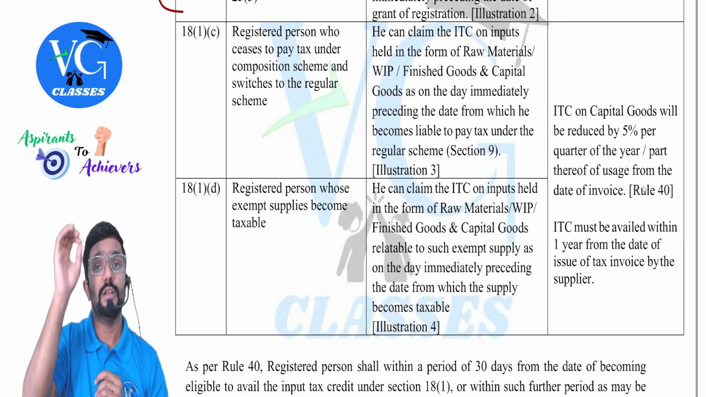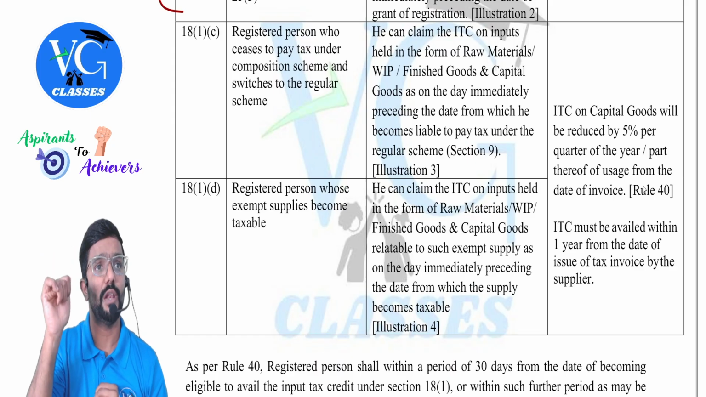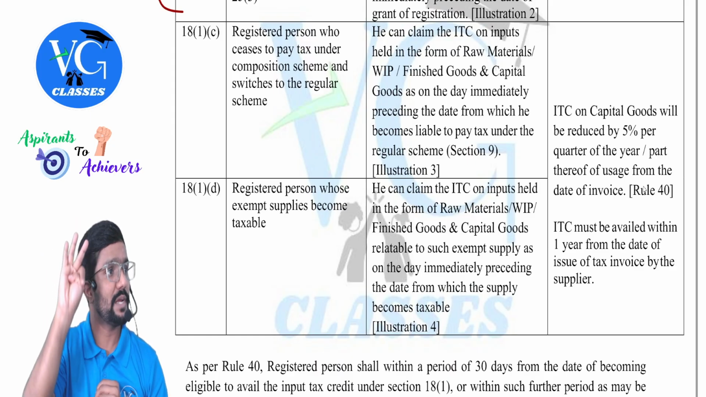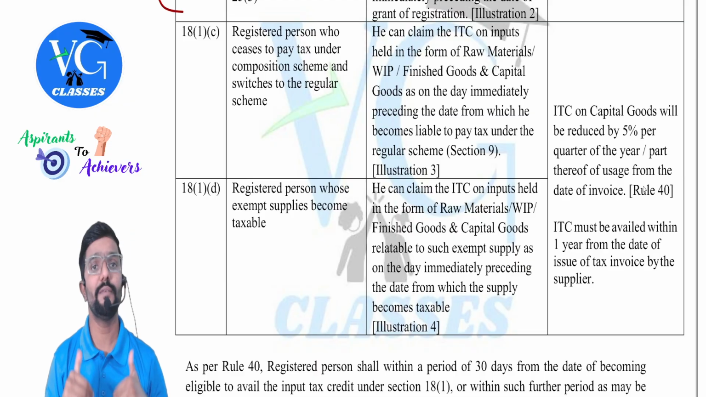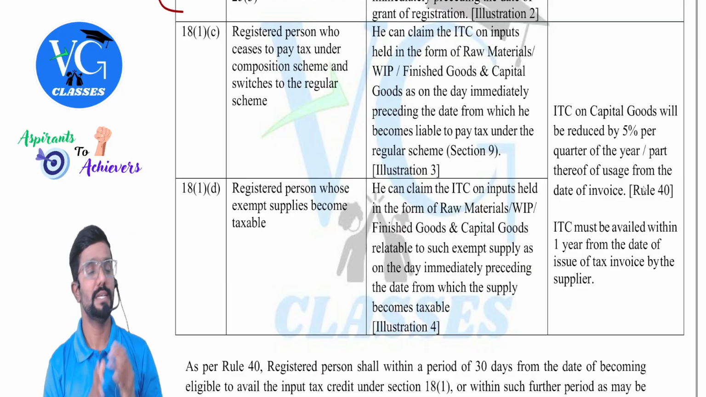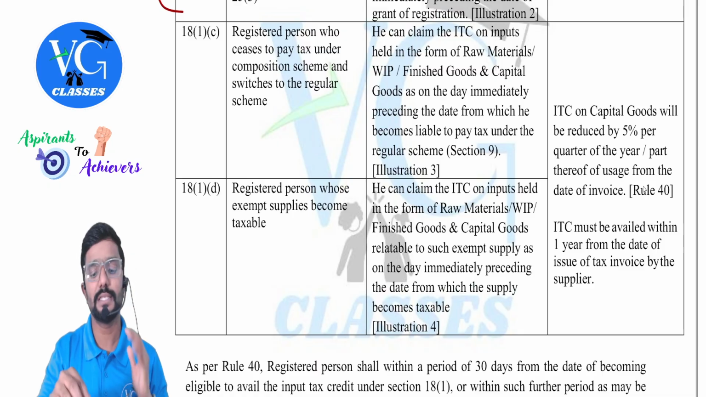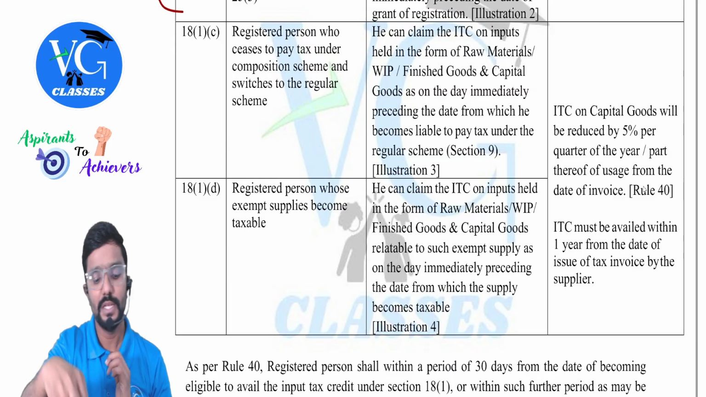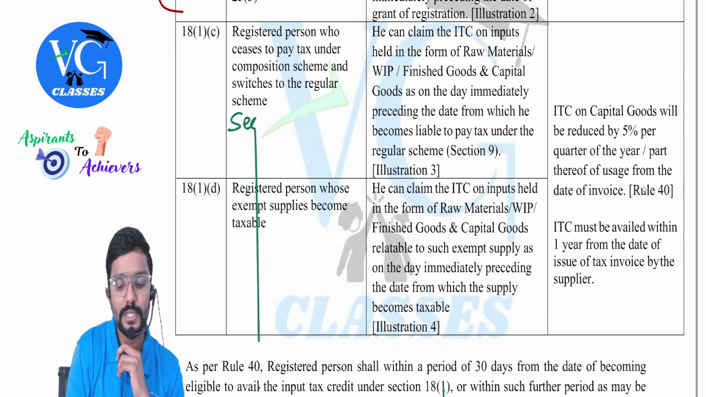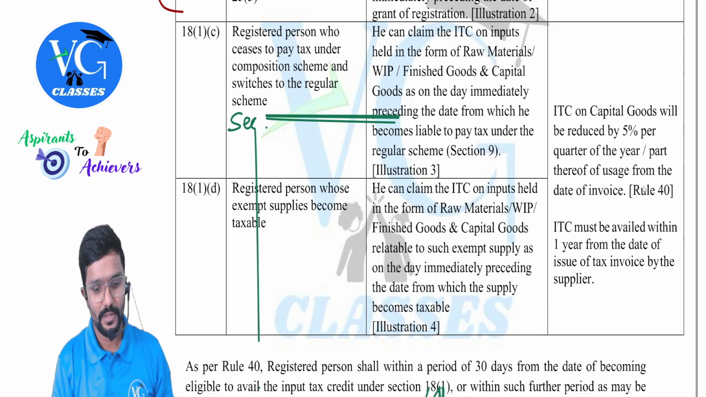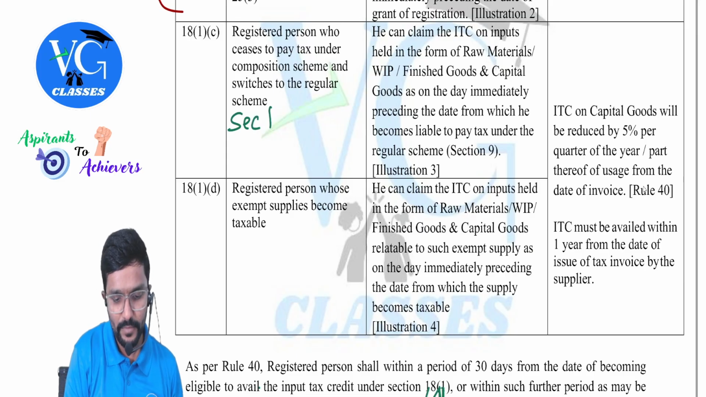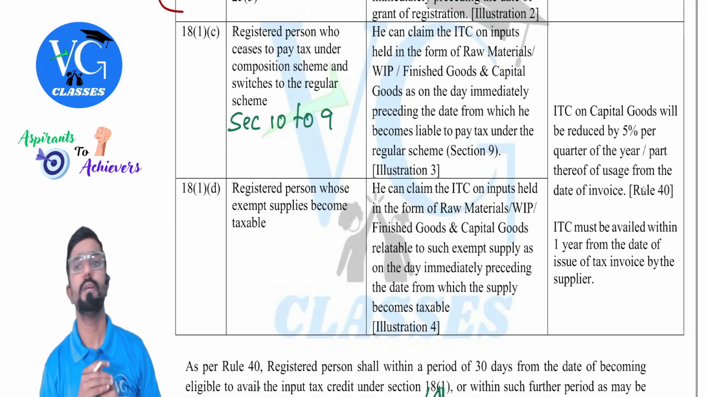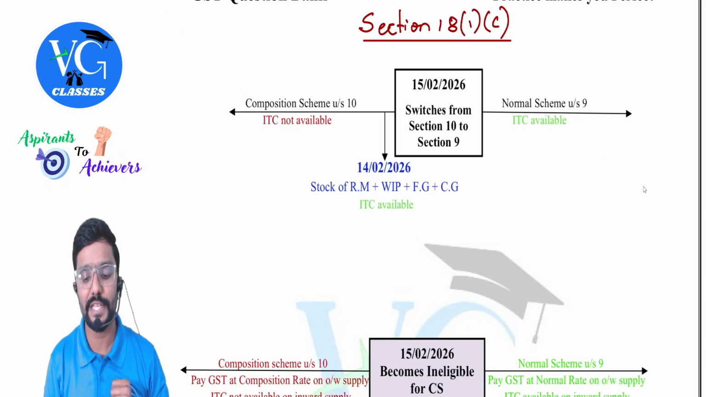But stock of what and all? Listen carefully, very important. Raw material, work in progress, finished goods, plus capital goods. Here even capital goods is covered, guys. Sir, what is this, 18(1)(c)? Guys, simple. Here the person is moving from section 10 to section 9. Let me explain this with an example. Listen.